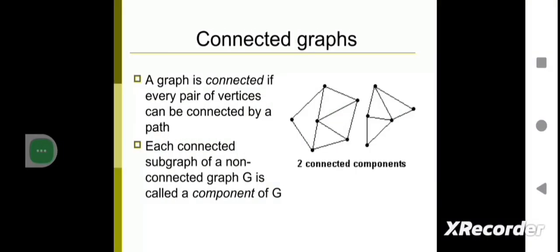Next, connected graph. A graph is connected if every pair of vertices can be connected by a path. Connected means every pair of vertices must be connected by a line or path. Each connected subgraph of a non-connected graph G is called a component of G. Suppose we select some parts only, without being connected to the rest; that part is called a component.